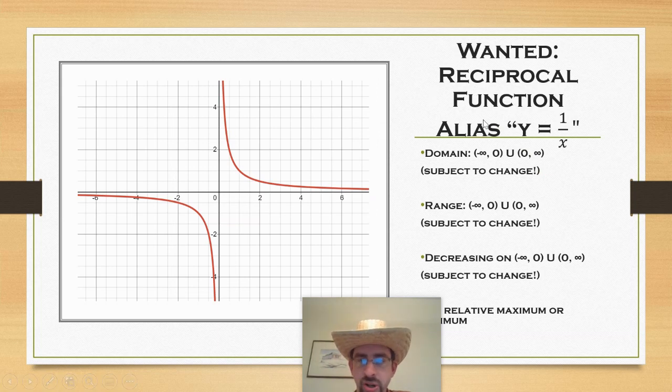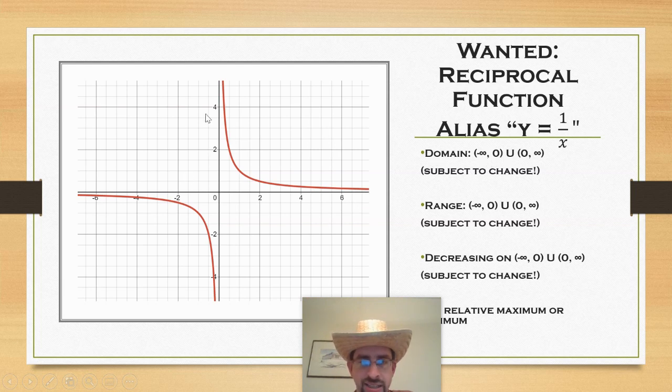Wanted, reciprocal function, alias y equals 1 over x. They call it the rational. I don't know how rational it really is, though. It's going all over the place. It even has these weird things not seen by any of our other wanted functions, called asymptotes. A vertical asymptote at x equals 0. A horizontal asymptote at y equals 0.